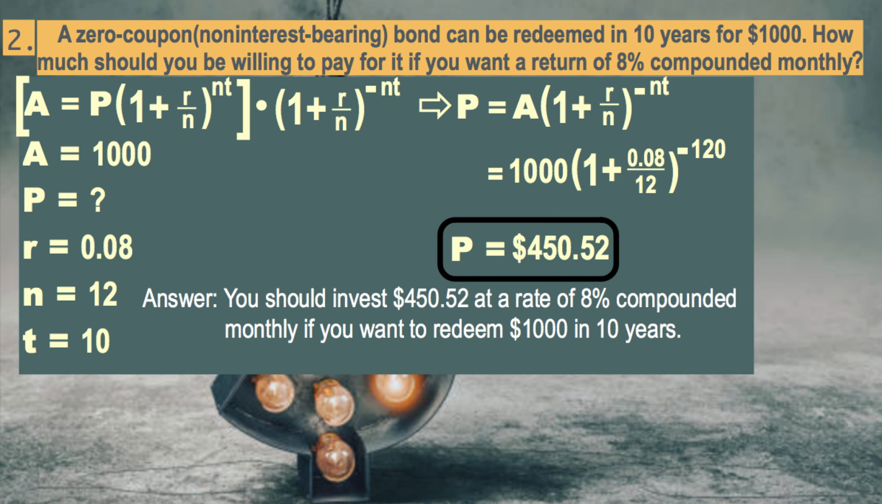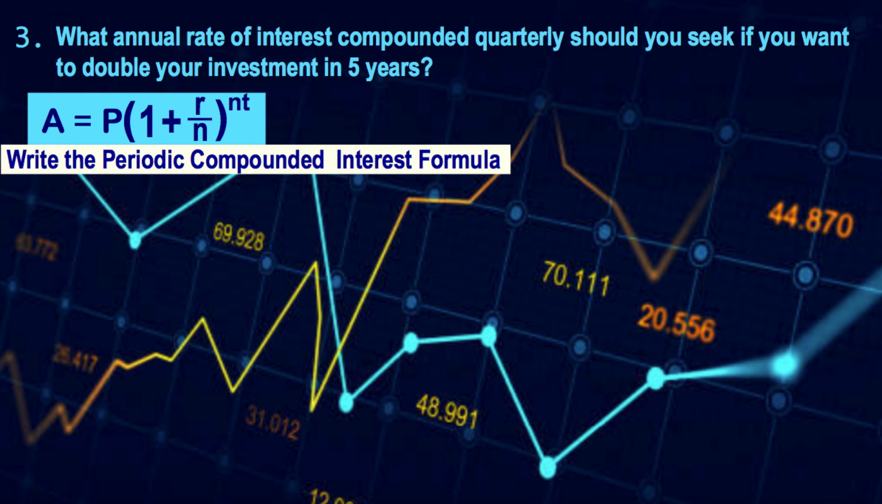Question 3. What annual rate of interest compounded quarterly should you seek if you want to double your investment in 5 years? Our first step, as before, is to write the periodic compounded interest formula.